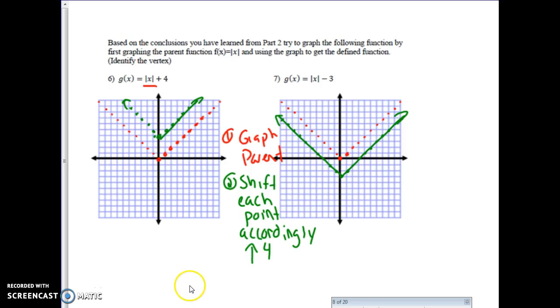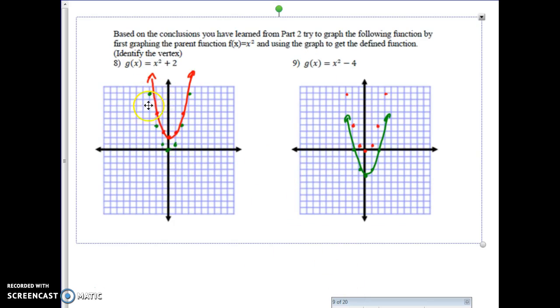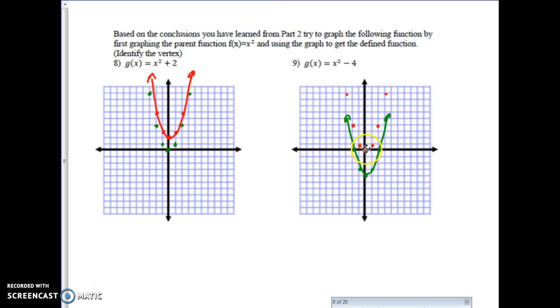Okay, so for number 7, hopefully this is what you guys got right here. I took absolute value of x, and that minus 3 told me I took each point down 3 units. For this one, the green is x squared, and I'm just taking each x squared value and moving it up 2. So 1, 2, up 1, 2. This x squared minus 4, I'm taking each point and shifting it down 4.